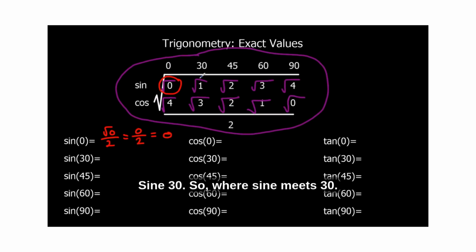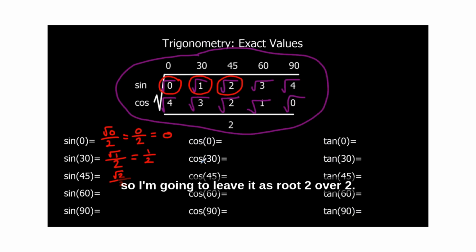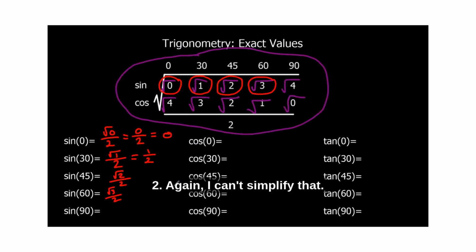Sine 30, so where sine meets 30, that's root 1 over 2. So root 1 can be simplified. What times itself makes 1? Well, 1. So that's 1/2. Sine 45. Sine meets 45 here, root 2 over 2. I can't simplify it, so I'm going to leave it as root 2 over 2. Sine 60. I've got root 3 over 2. Again, I can't simplify that. I'm going to leave it as root 3 over 2.